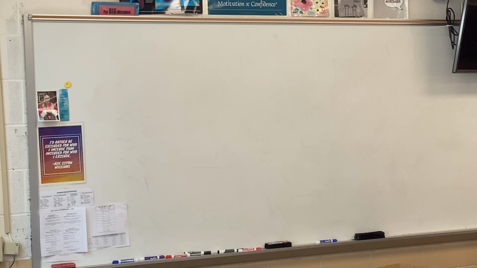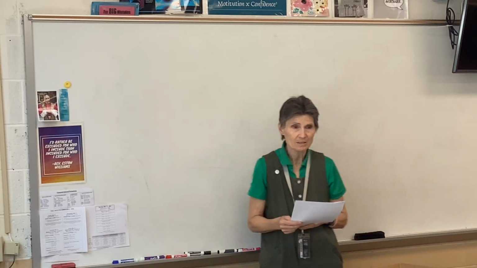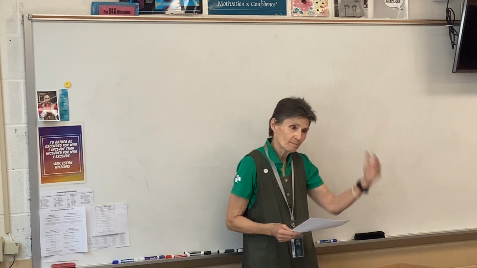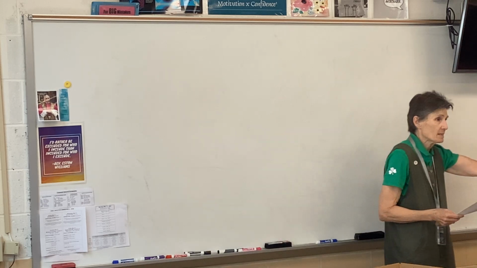All right, how many outfits are possible if you have 4 pair of pants and 6 shirts? 24. 4 times 6. That's it.